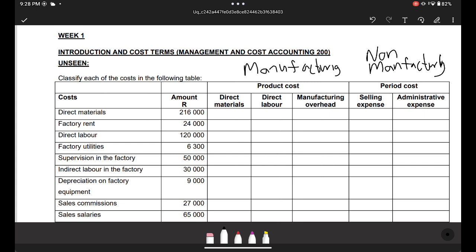All product costs are manufacturing cost. All period cost are non-manufacturing cost. Very simple. Now, there's two categories of non-manufacturing costs: selling expense and administration. They tell you the office equipment broke down, the office equipment depreciated. All that relates to the office. Nothing relates to the manufacturing. Nothing relates to the factory.